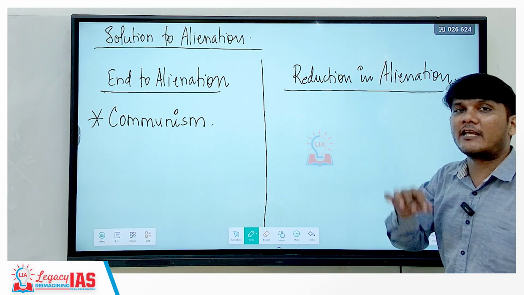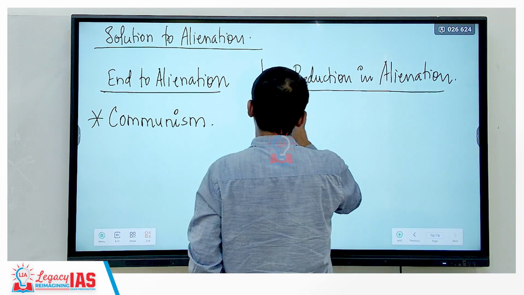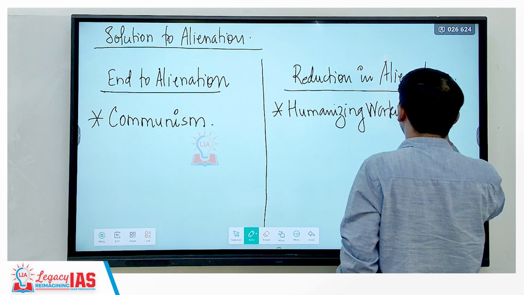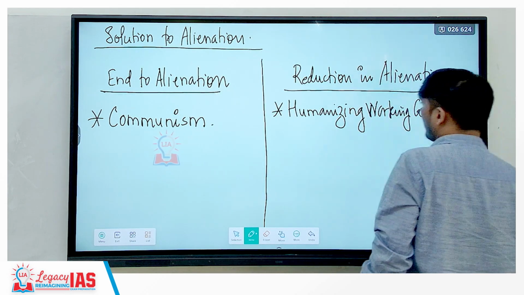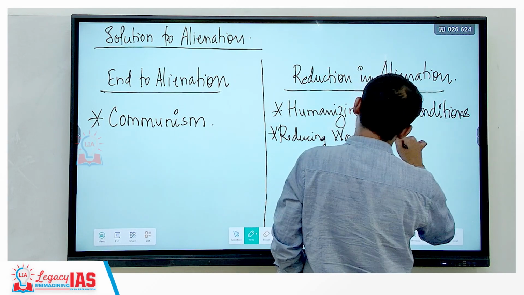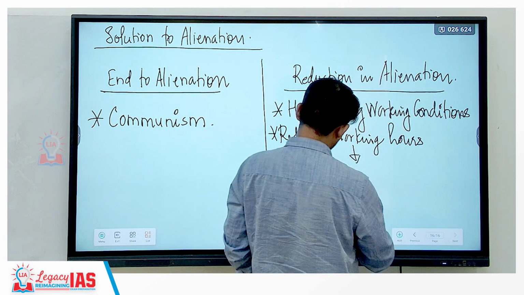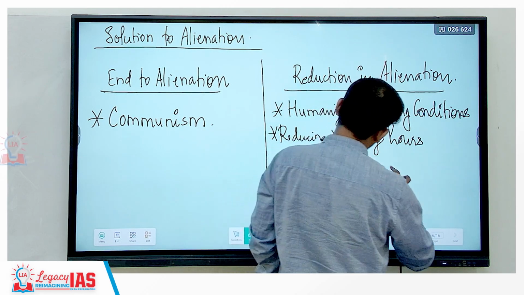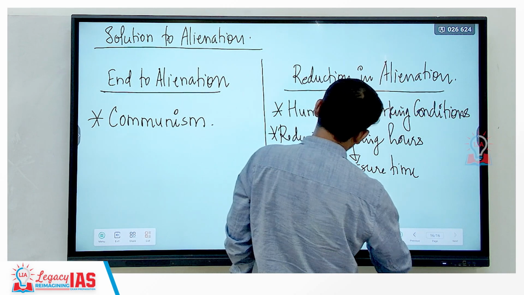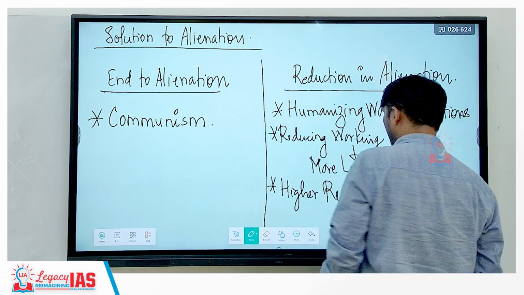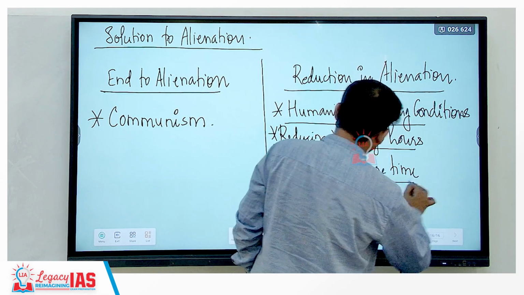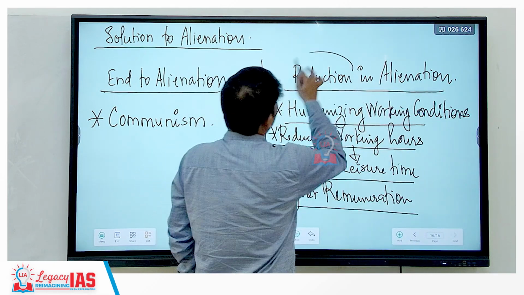So how can reduction in alienation take place? It can take place by humanizing working conditions, right? Reducing working hours. When you reduce working hours, it gives what? More leisure time. Plus higher remuneration. When the remuneration is higher, you can take leaves and all those things and still get good pay. So humanizing the working condition, reducing the working hours, which would lead to an increase in leisure time, and higher remuneration can lead to a reduction in alienation.